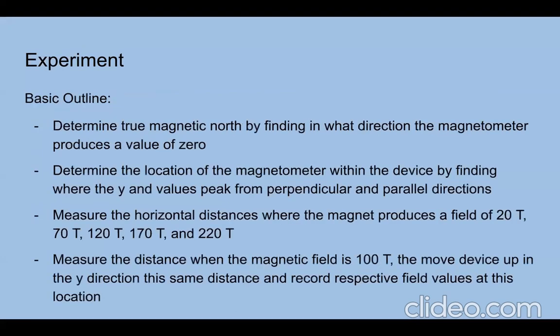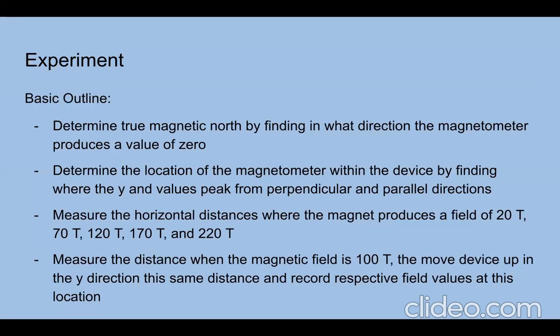And a basic outline is you determine the true magnetic north by finding what direction you can turn your phone to make the magnetometer X value produce 0. And then you can determine the location of the magnetometer within the device by moving the device perpendicular to the magnet and finding where the X value maxes out, and then rotating your device and doing the same thing with the Y value to get the exact spot in your phone where that detector exists.